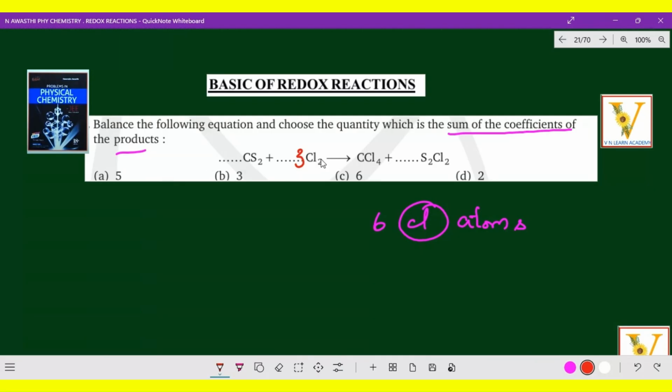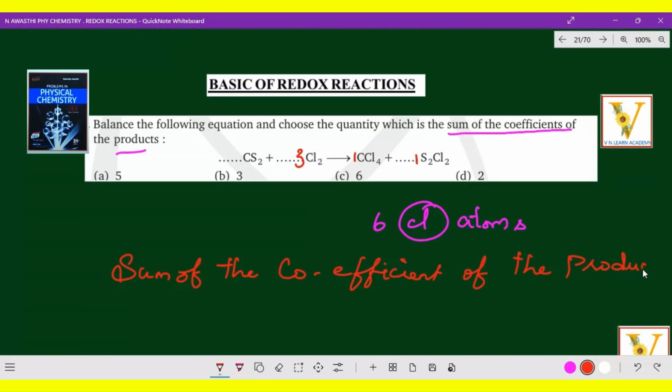Now here, the number of moles, because we are balancing the equation. So how many moles represent each? Here 1, and here also 1. They are asking about the product only, so the sum of the coefficient of the product. From the chemistry point of view, the coefficients are 1 plus 1, so it is 2.